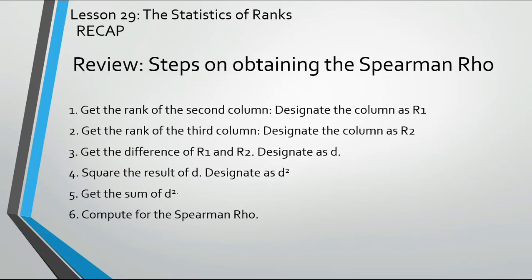Now, let's have a recap. Let's review the steps on obtaining the Spearman rho. Una, get the rank of the second column. Designate the column as R1. Then, get the rank of the third column. Designate the column as R2. Then, get the difference of R1 and R2. Designate as D. Then, square the results of D. Designate as D squared. Then, get the sum of D squared. Then, compute the Spearman rho. Kuha ba? Okay, good. Now, practice tayo.